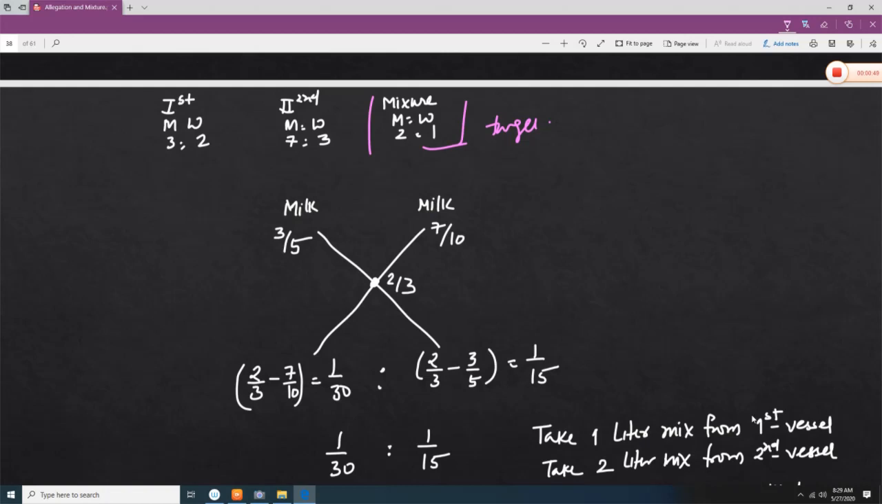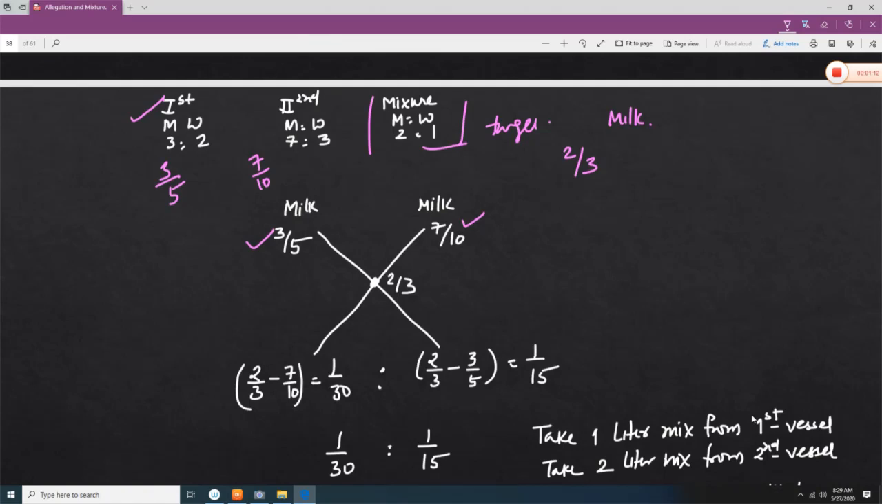To achieve this target, we take one as a base. Here we are taking milk as the base. How much milk is in the first? The milk is 3, and the total is 5. In the second, 7 is the milk and the total is 10, so 7:10. And the ratio is 2:1, so 2 is the milk and 3 is the total.